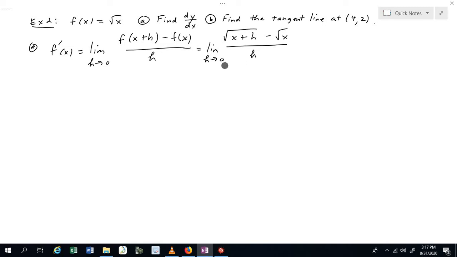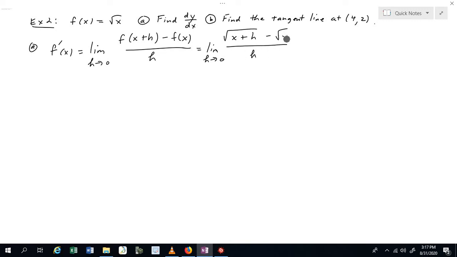Now, initially, if you try to evaluate this limit using direct substitution, when you plug 0 in for h, notice that you get square root of x minus the square root of x on top, which is 0. And then on the bottom, when you plug 0 in for h, of course, you get 0 there as well. So this has an indeterminate form of 0 over 0. And so we need to change the form and make it determinable.